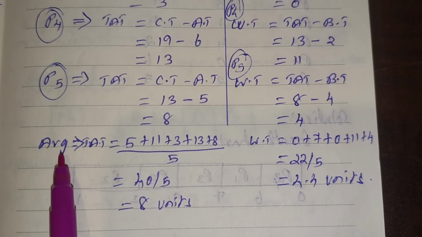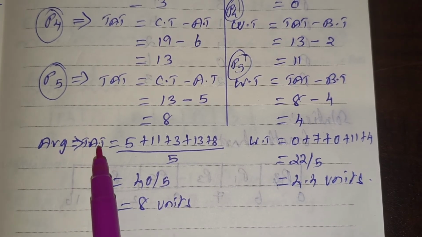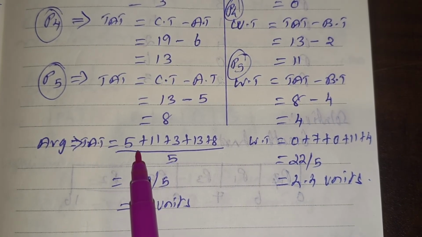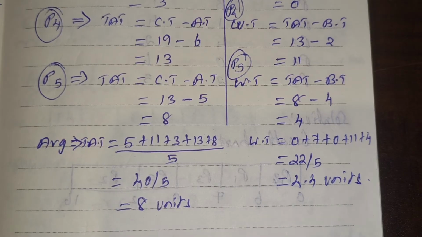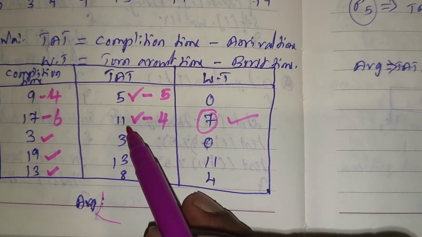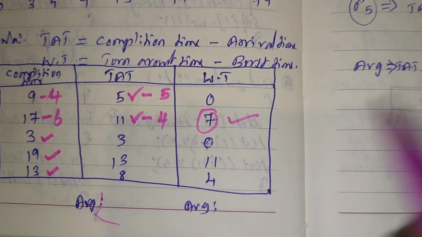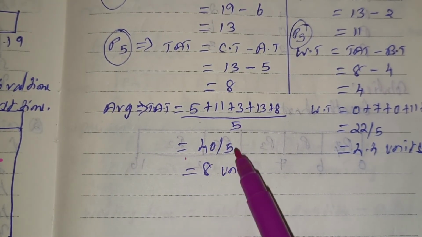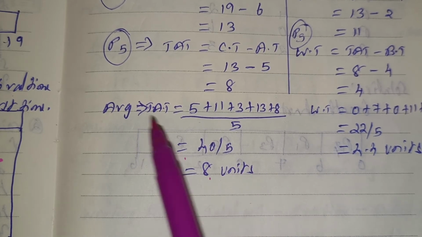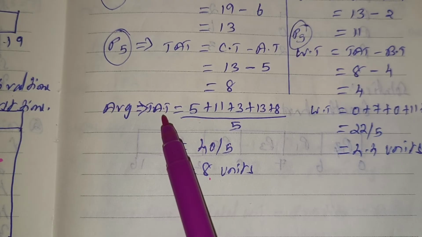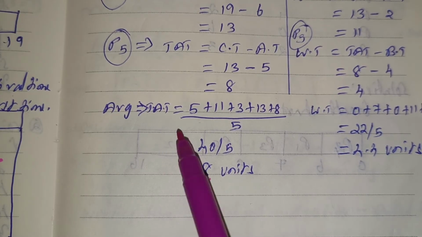Now finally we need to find the average for turnaround time as well as waiting time. So I'm going to take all the answers, first for turnaround time. See here, I'll show you. I'm going to take 5 plus 11 plus 3 plus 13 plus 8. So the final answer is 40 divided by 5, which is equal to 8. The average turnaround time for this FCFS CPU scheduling is 8 units.